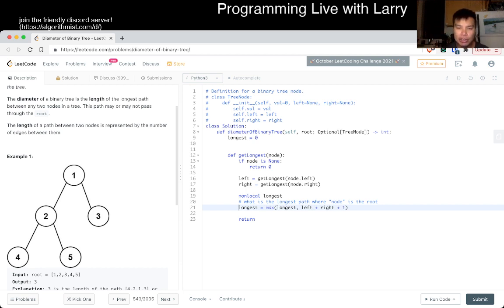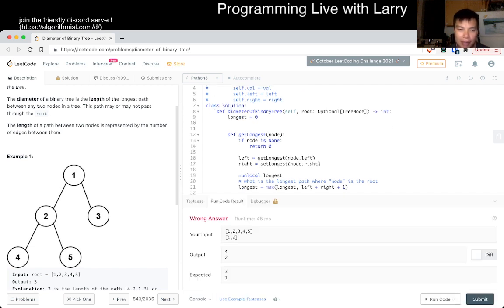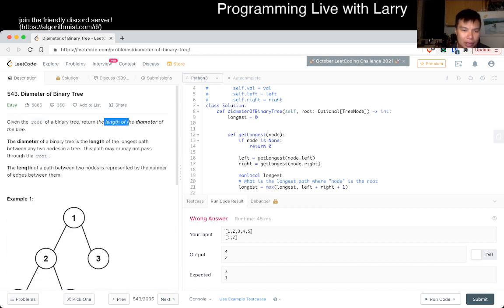So then here we return the longest path, where this is the sub branch, right? So this is just max of left plus 1 or right plus 1, right? Yeah, and then now we can just do get longest of root and then return longest. Oops, can't spell return maybe. Okay, maybe I'm off by 1, but let's see the length of the diameter of the tree.